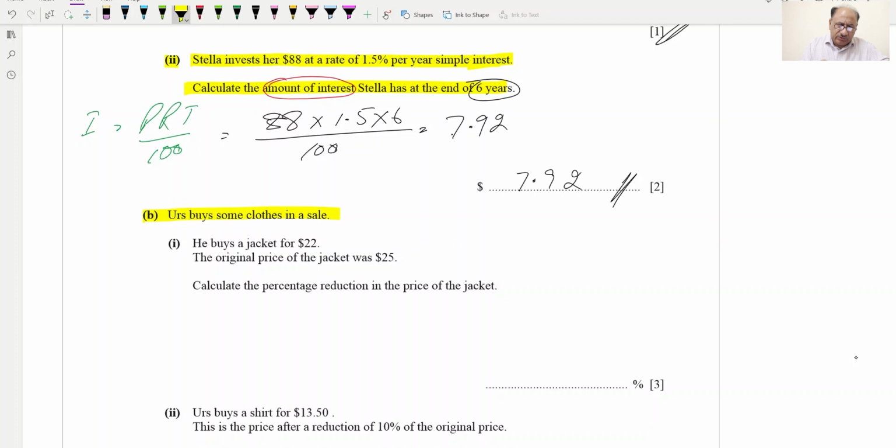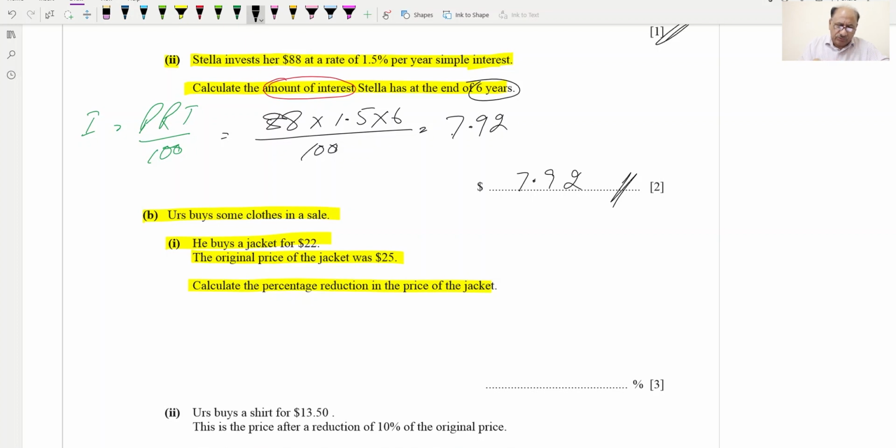Urs buys some clothes in a sale. Part 1: he buys a jacket for $22. The original price of the jacket was $25. Calculate the percentage reduction in the price of the jacket.